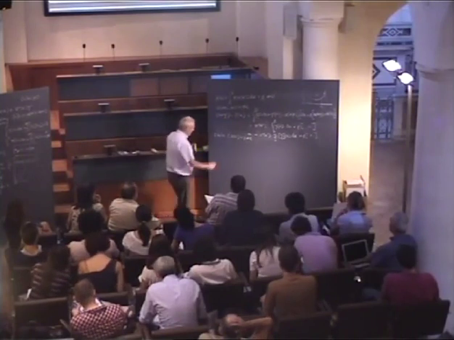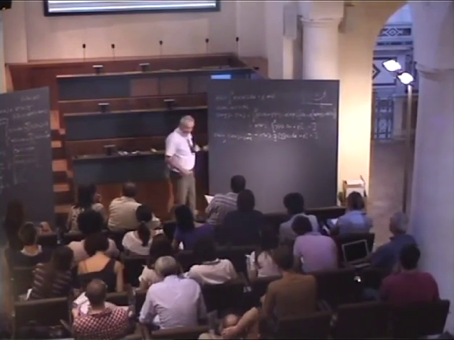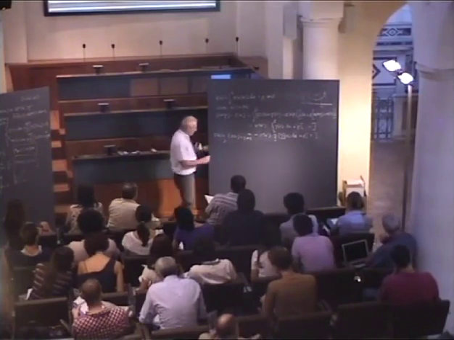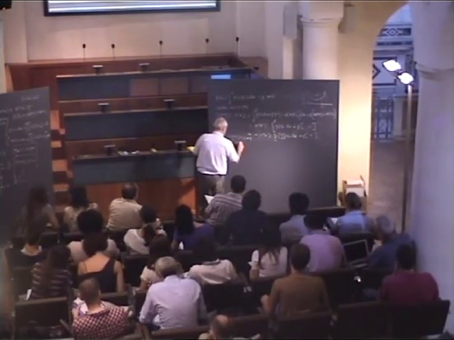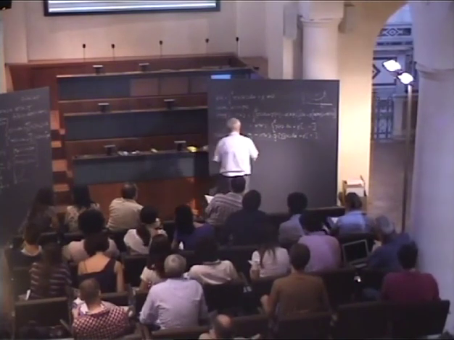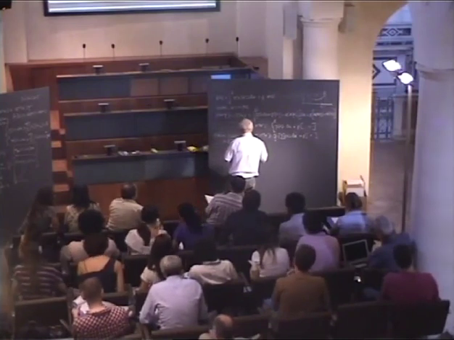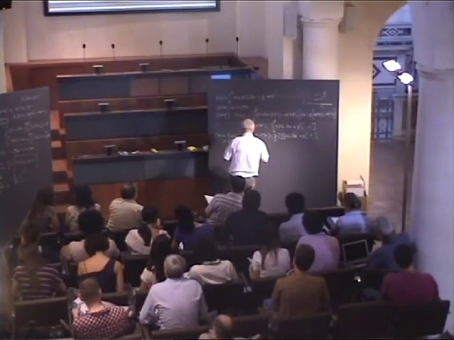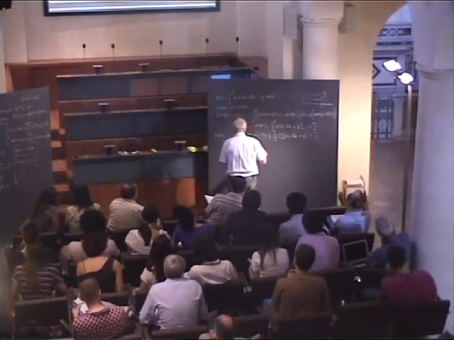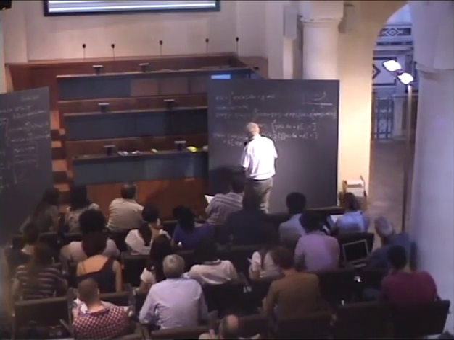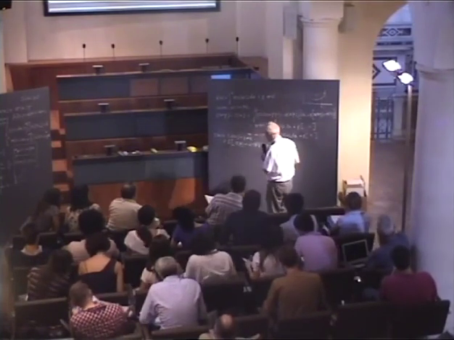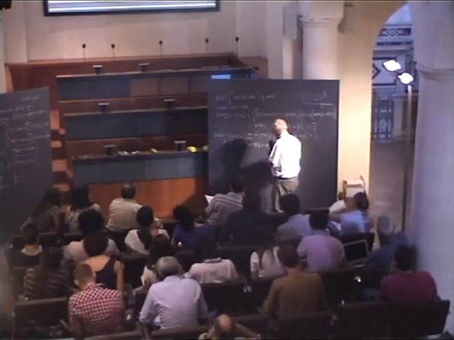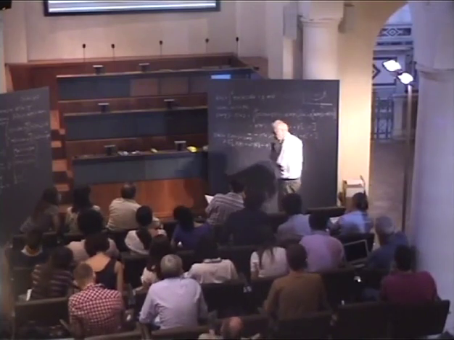W of U prime, I can write just by the convexity of the function W, that this is greater than W of beta plus W prime of beta, U prime minus beta, plus gamma number of jumps. Okay?